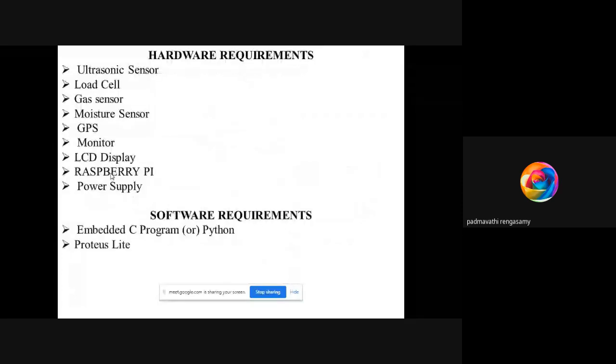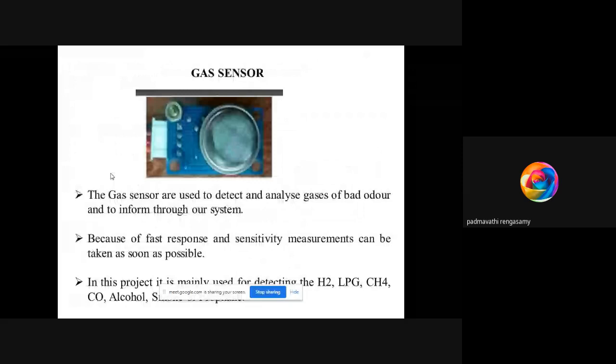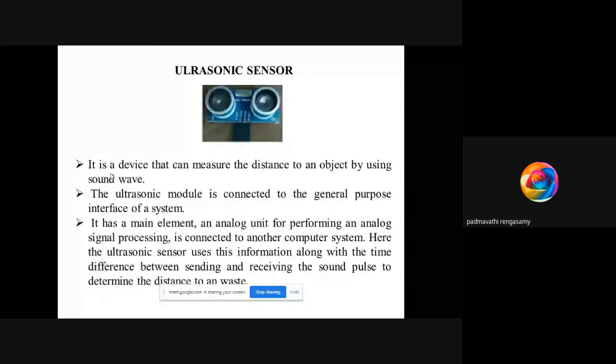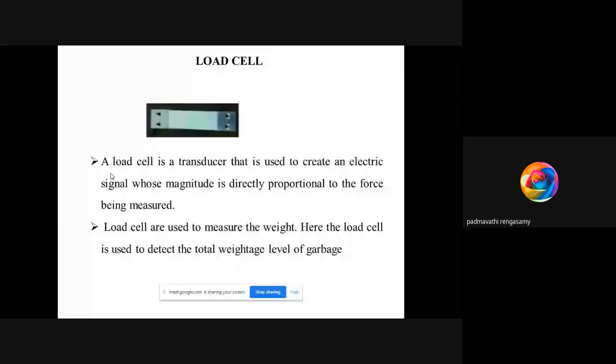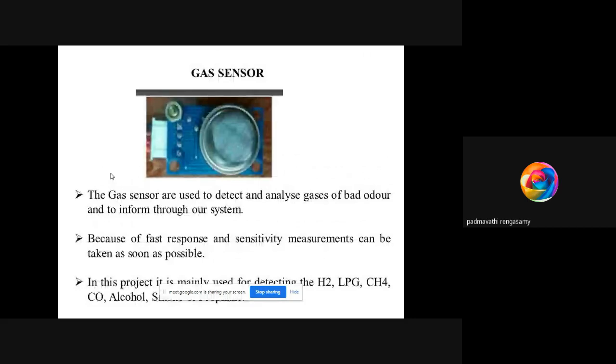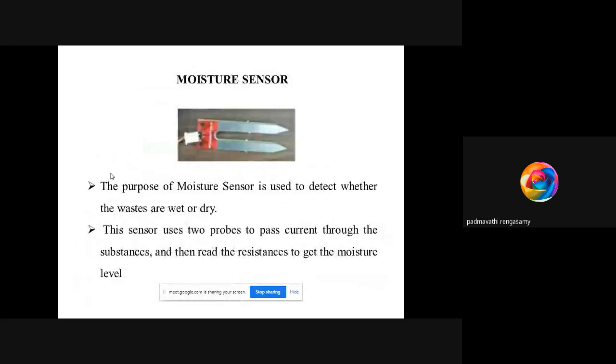For example, the ultrasonic sensor is used for measuring the distance, and the gas sensor for analyzing the odor. The load cell is used to measure the weight of the garbage, and we also have a moisture sensor. The garbage bin is divided into two probes, a dry probe and a wet probe. The moisture sensor is used to identify whether the waste is wet or dry.